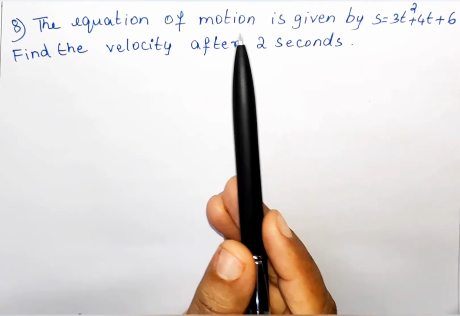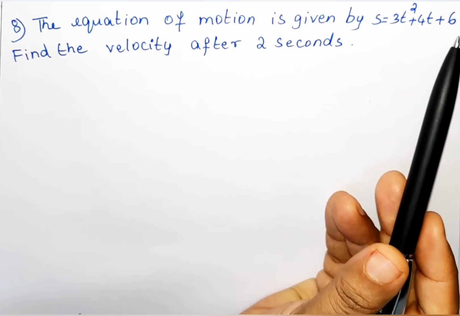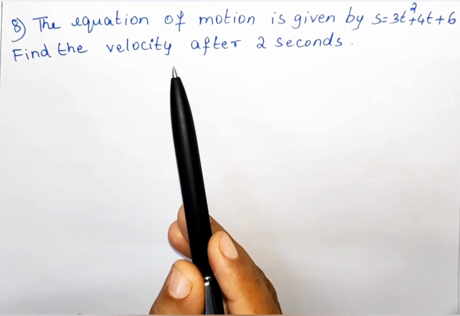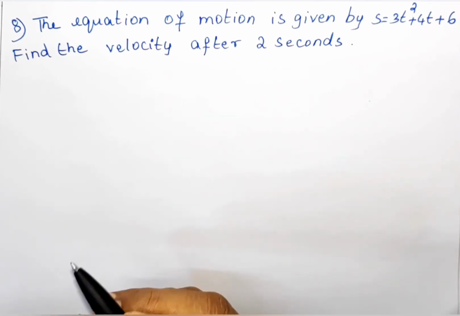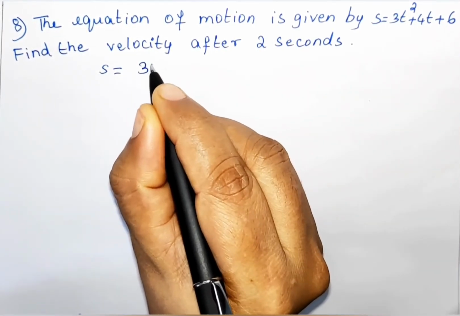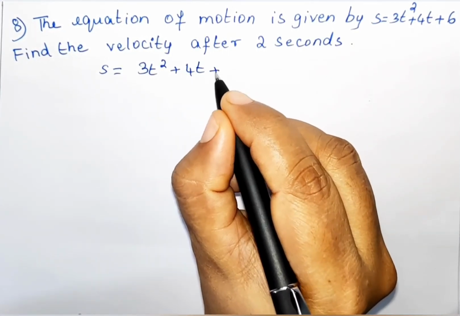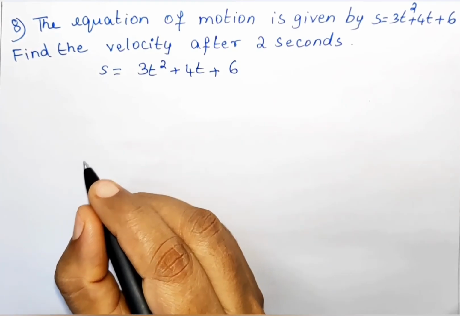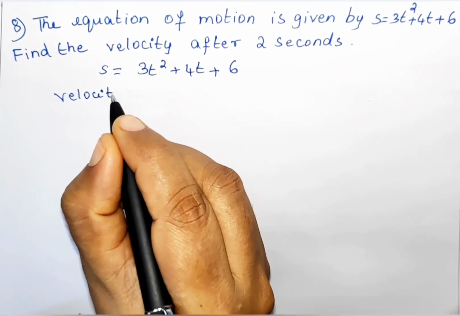Let us solve question number 8. The equation of the motion is given by s is equal to 3t square plus 4t plus 6. Find the velocity after 2 seconds. First, let us write the given equation. s is equal to 3t square plus 4t plus 6. This is the equation of the motion. You have to find the velocity after 2 seconds.